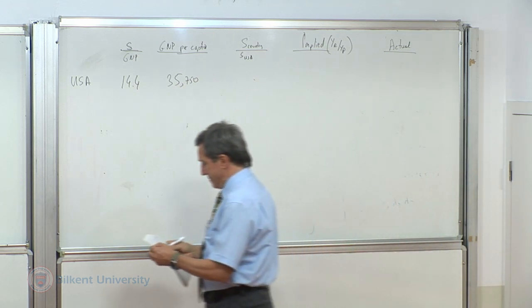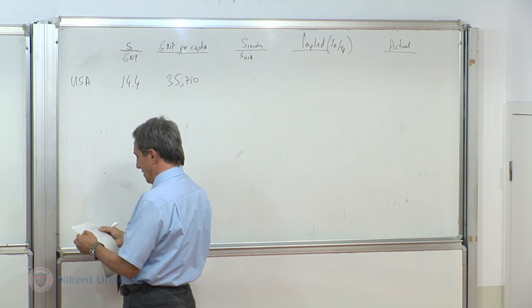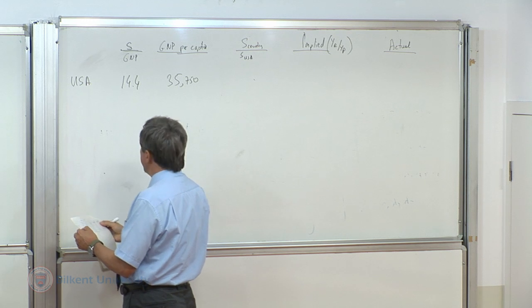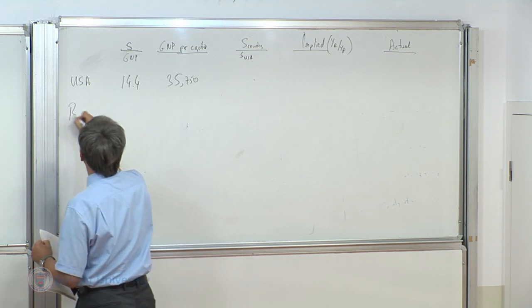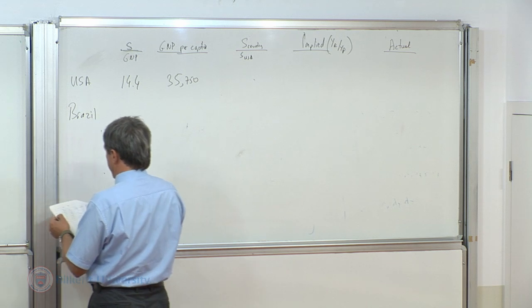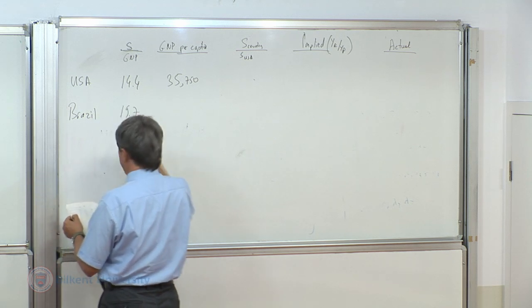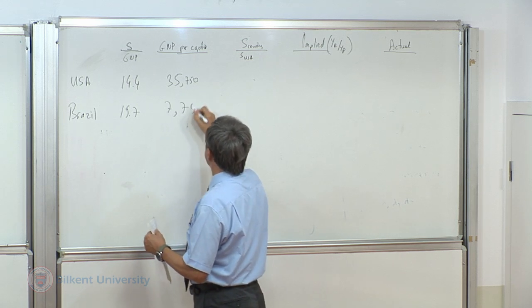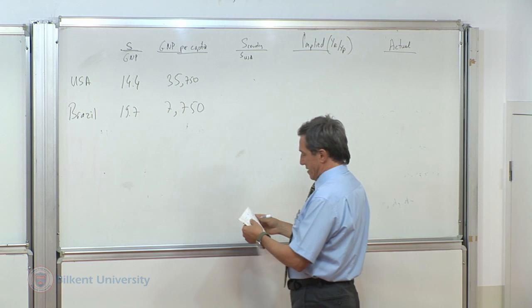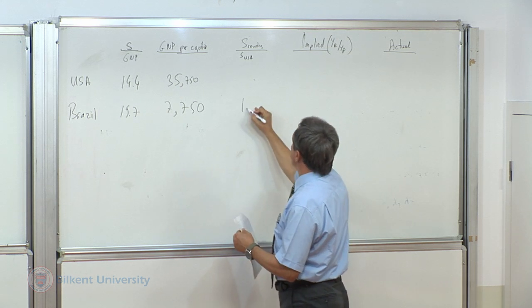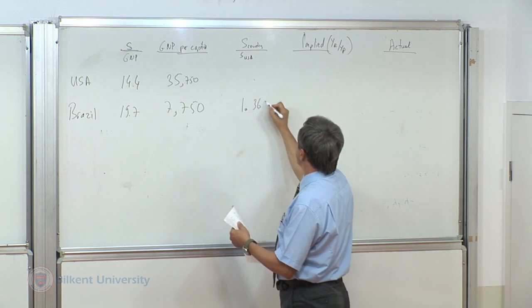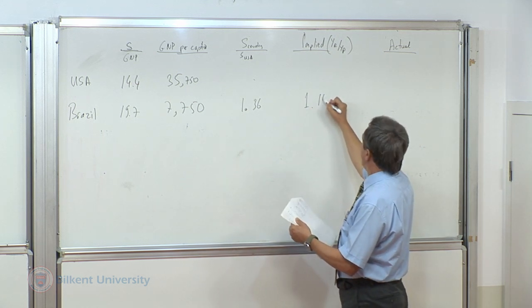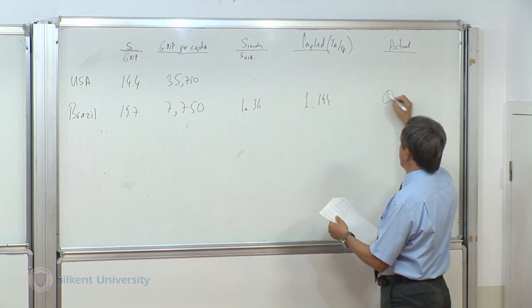So for example, let me take Brazil. Their saving rate is 19.7. Income is 7,050 something. The saving rate difference is 1.36, and the implied ratio will be 1.144, but the actual ratio is much lower.